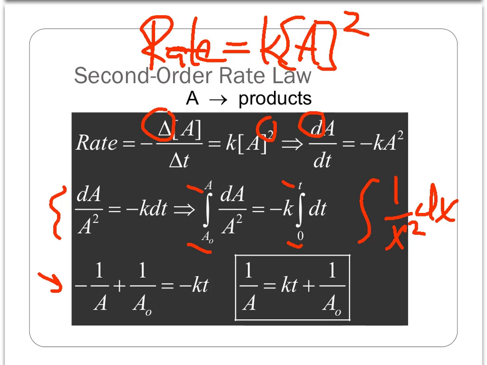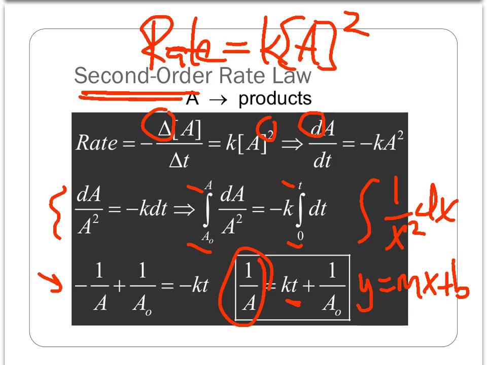Just rearranging this so that it has the same form as the equation we saw for first order, we want to represent this in straight line format, y equals mx plus b. So I have 1 over A equals kt plus 1 over A0. If I graph 1 over A versus time, I get a straight line. This applies to second order reactions only: 1 over A equals kt plus 1 over A0.